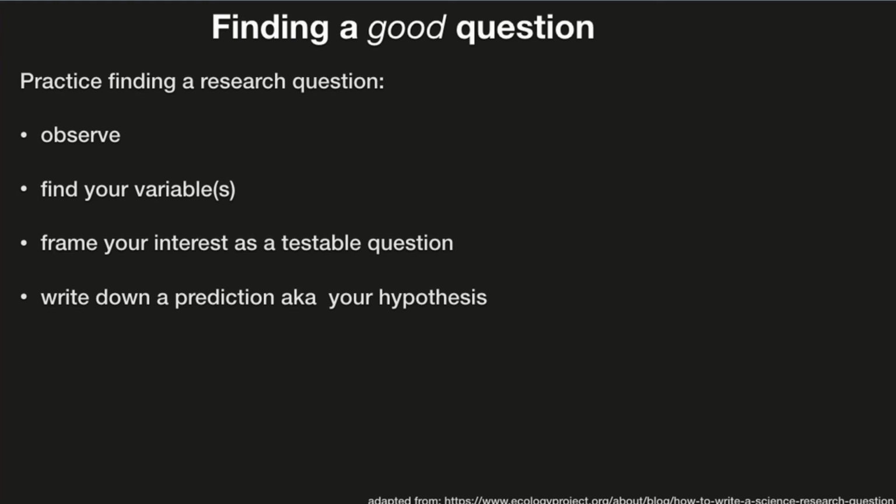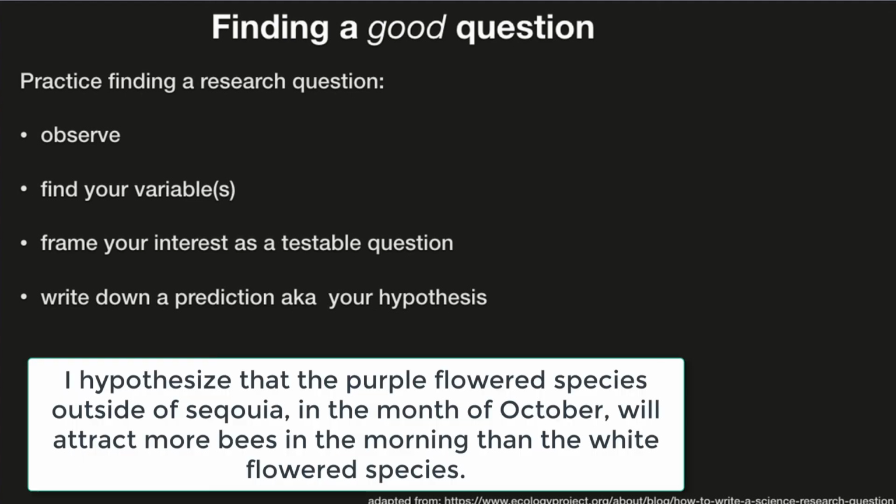Me knowing a little bit about pollination, I know that purple is a color that bees tend to key in on. So I might predict that the purple flowered species are going to attract more bees than the white flowered species. And so now I have pretty much a testable question that I can frame as a hypothesis. I hypothesize that the purple flowered species outside of Sequoia in the month of October will attract more bees in the morning than the white flowered species.